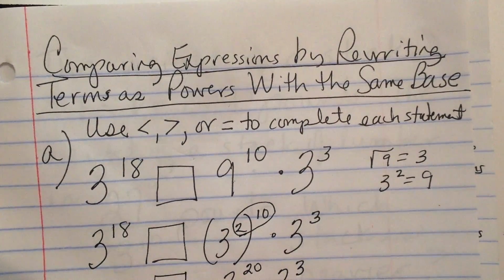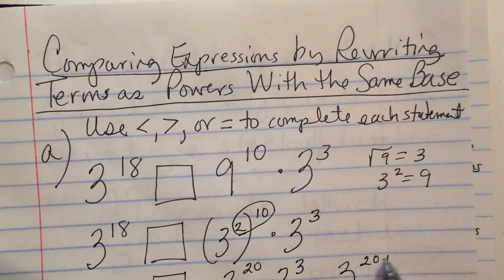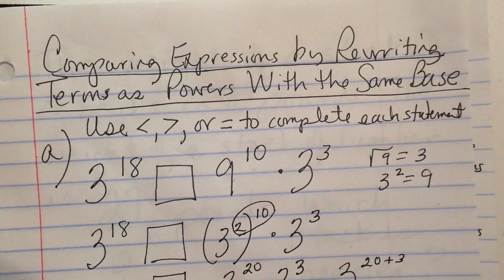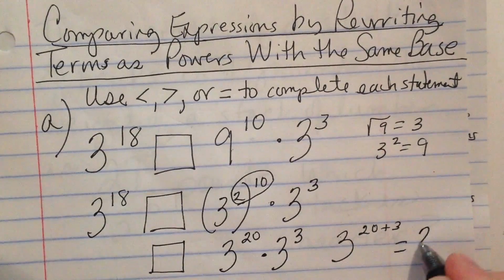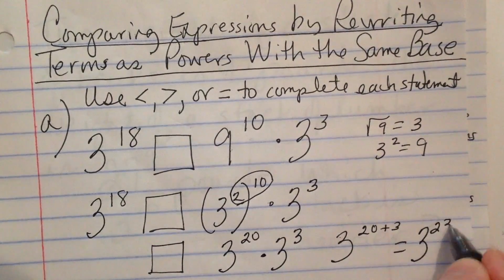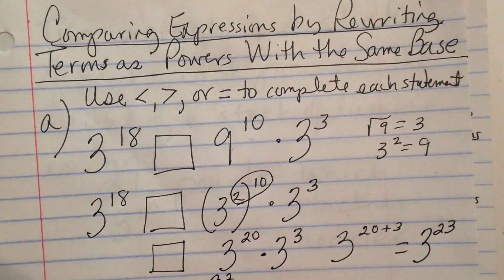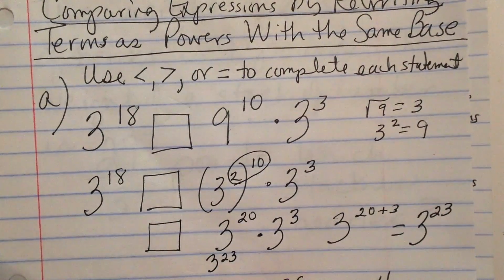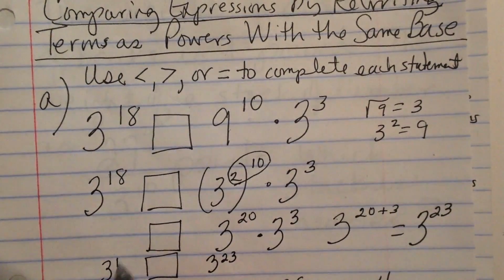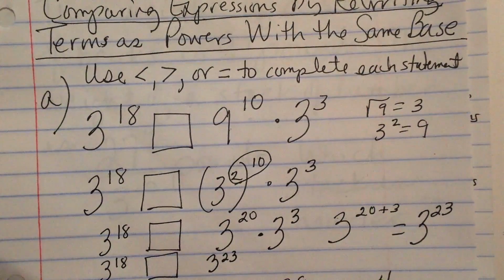Continuing on the right-hand side, when you are multiplying like bases, don't we add exponents? So we have 3 to the 20 plus 3. Therefore, on the right-hand side, I end up with 3 to the 23. So how does 3 to the 23 compare to 3 to the 18th? I have 3 to the 18th that I've just kept in my problem coming on down.